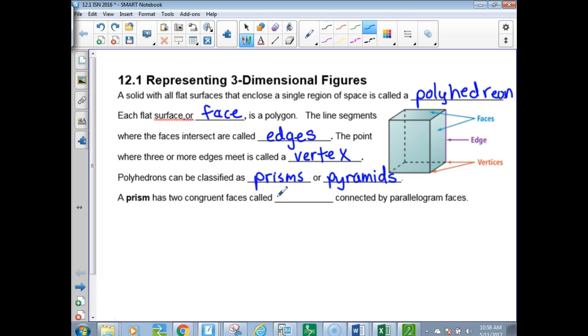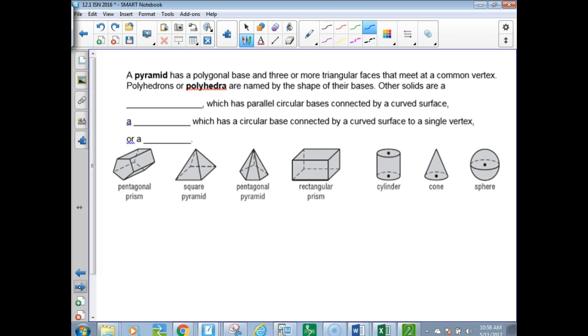A prism has two congruent faces called bases, and they are connected by parallelogram faces. Mostly it's usually rectangles or triangles that are the faces, or any other shape could be the base. A pyramid has a polygonal base and three or more triangular faces. In these, the faces are triangles, and they meet at a common vertex. Polyhedrons or polyhedra are named by the shape of their bases. Now, the bases are not always what they're sitting on, so don't assume that.